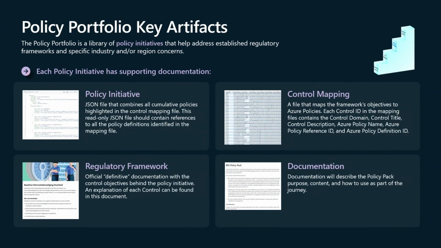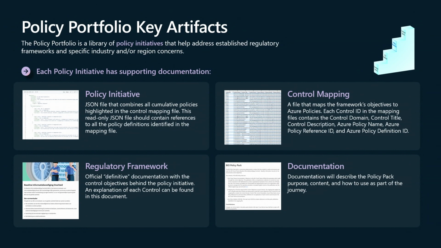Okay, in the policy initiative space, there's a ton of great assets that come with these. When we build them for a country, we tend to deliver these 4 assets. First is a policy initiative. It's just a JSON file that says, here's the policy, here's how it's implemented. Second is we include a copy of the regulatory framework. So whatever it is that we're trying to meet, we include a copy so you can see what we were reading when we decided what to do.